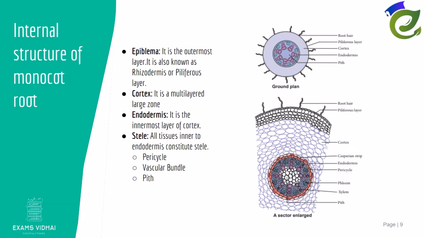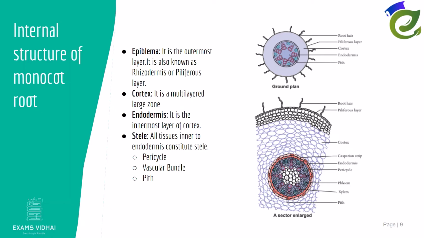Now coming to the internal structure of monocot roots. A thin transverse section of monocot root shows the epiblema, which is the outermost layer of the root. It is made up of single layered thin walled parenchymatous cells. Again, here the stomata and cuticle are absent. The root hairs help in the absorption of water and it protects the inner tissues.